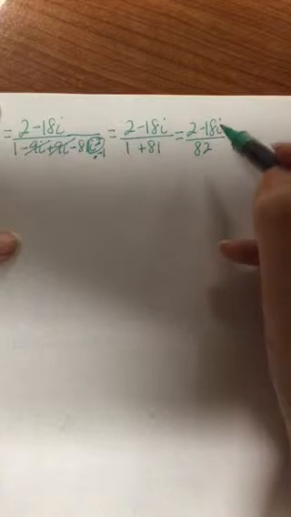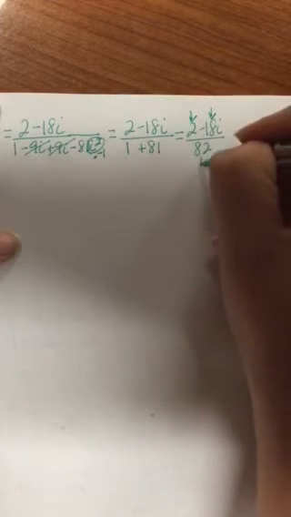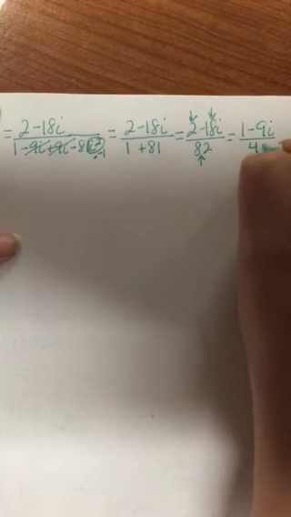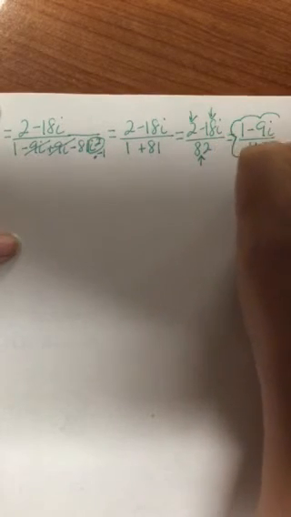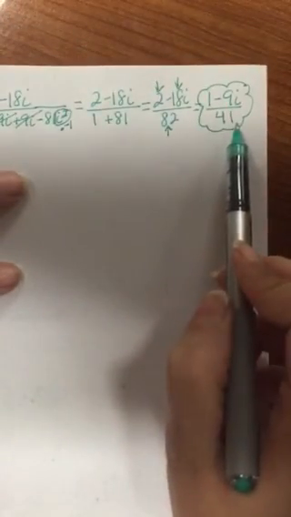So the math part is done, but now we have to reduce. Because all 3 of our numbers here are divisible by 2, this will become 1 minus 9i over 41. So remember our goal, we start with an i in the denominator, we end without one. That's the point.